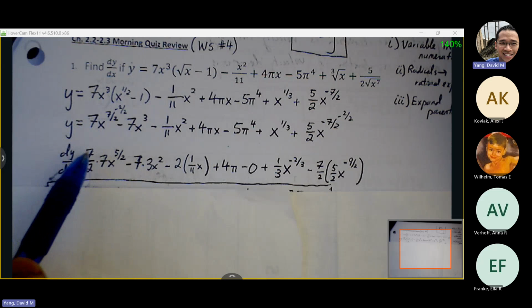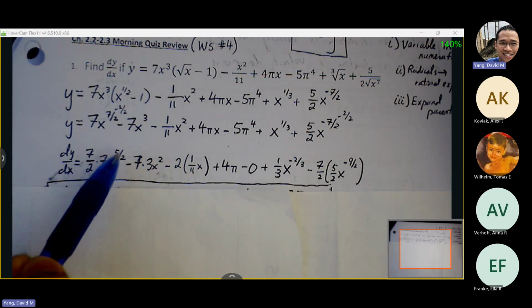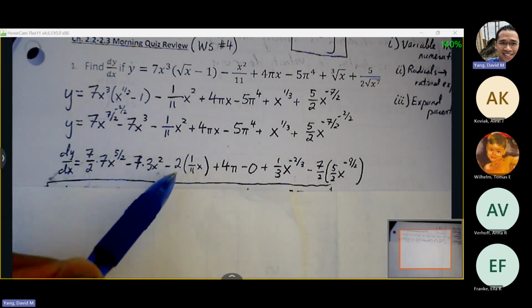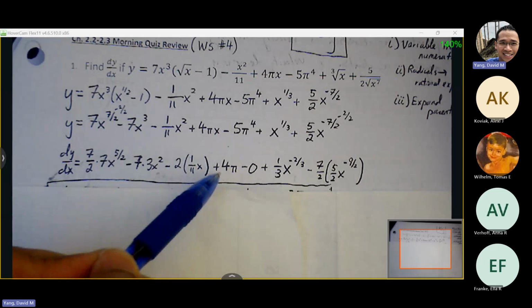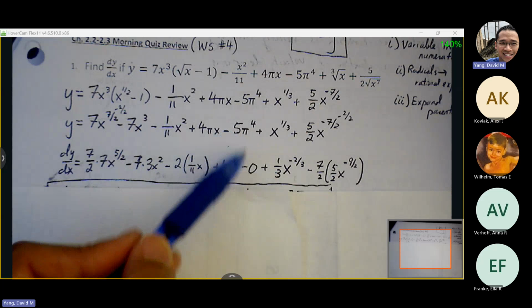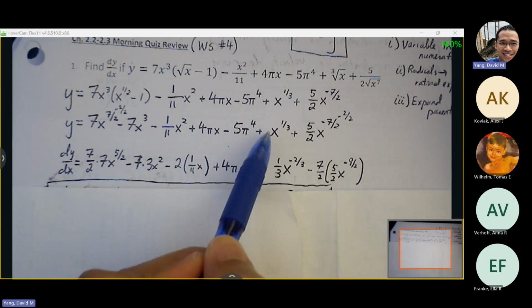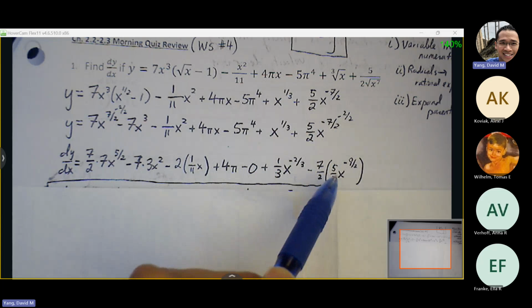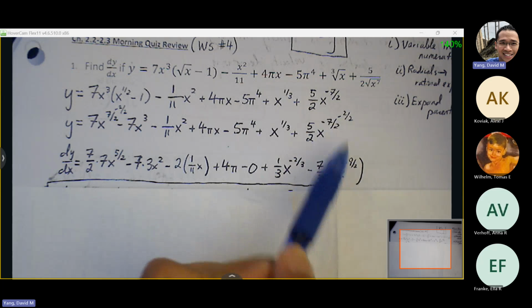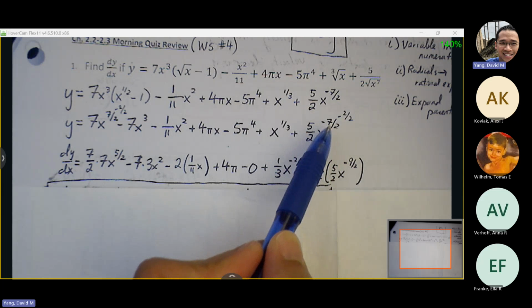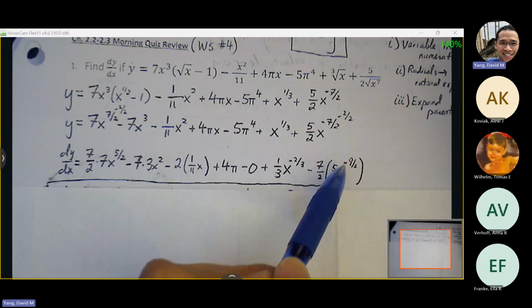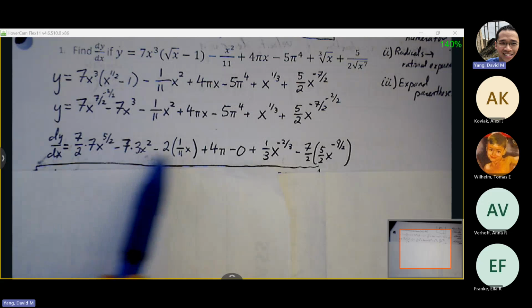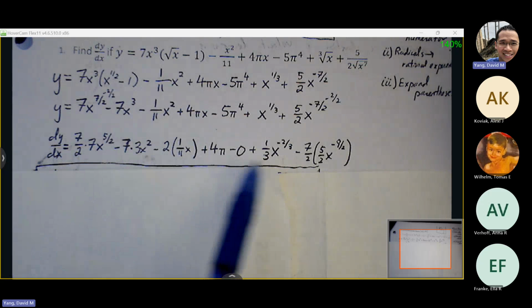So 7/2 comes down, 7/2 times 7, x to the 5/2. This is 21x squared. This is 2/11 times x. 4 pi x becomes 4 pi. 5 pi to the 4th is just a constant that goes to 0. Bring down the 1/3, 1/3 x to the negative 2/3. Bring down the negative 7/2. Negative 7/2 times 5/2 x to the negative 9/2, because we have to take that starting exponent and subtract 1 from it. Okay, so this is our derivative. We still have to do a little bit of cleanup, but this is the most important step here, trying to get to that derivative correctly.